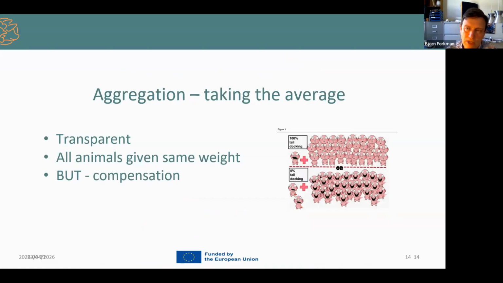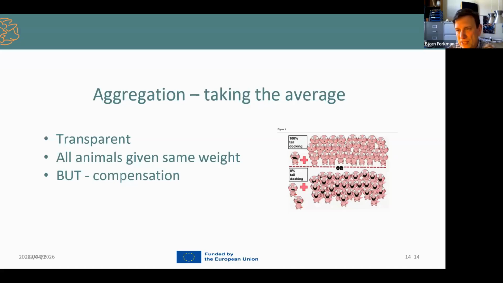Now, this approach is quite transparent. I mean, you just take the average welfare of all individuals. It has the advantage that it gives the same weight to all animals. And since it's transparent, it's very easy to explain for persons from outside the project. It's very easy to explain to consumers. It's easy to explain to the competent authorities. But there is one problem.